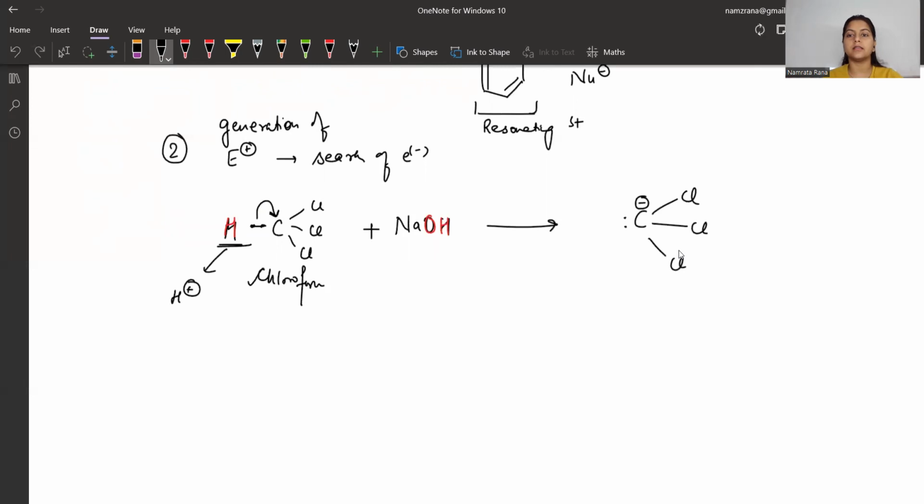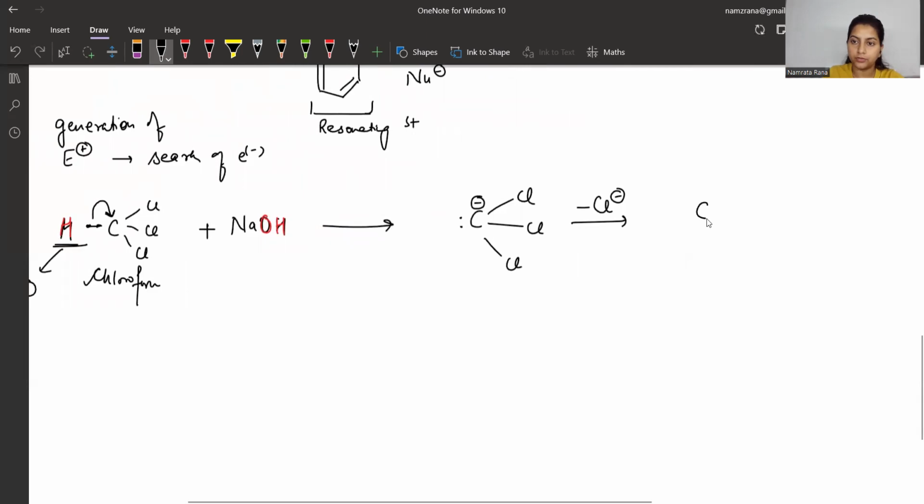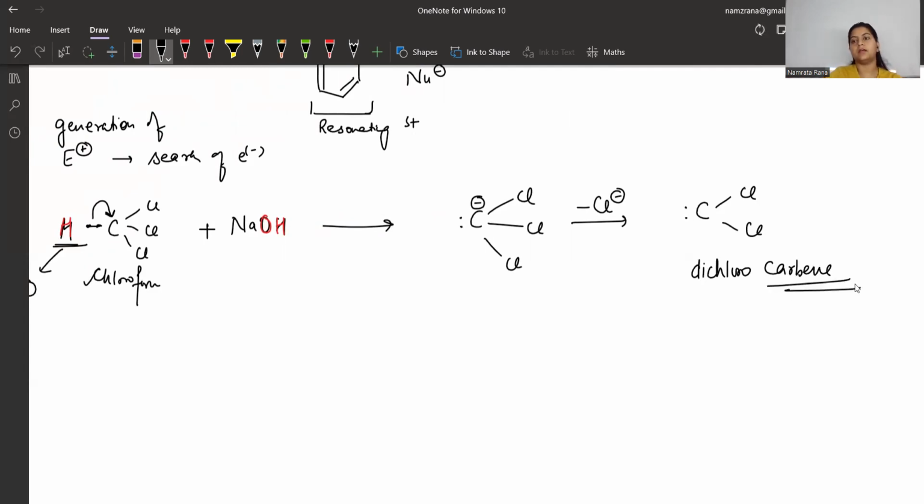Now if you see clearly, C is containing a negative charge which is unstable, right? So what can happen is you can remove one Cl negative from it. As soon as this is removed, you will be getting a species which is known as dichlorocarbene.